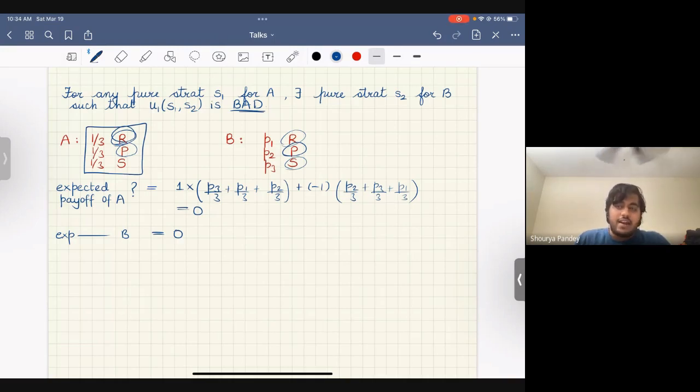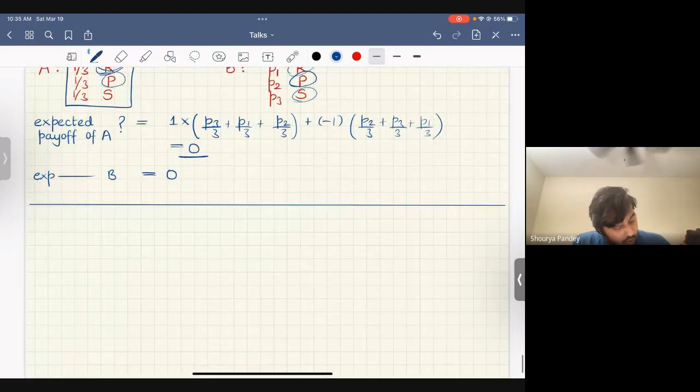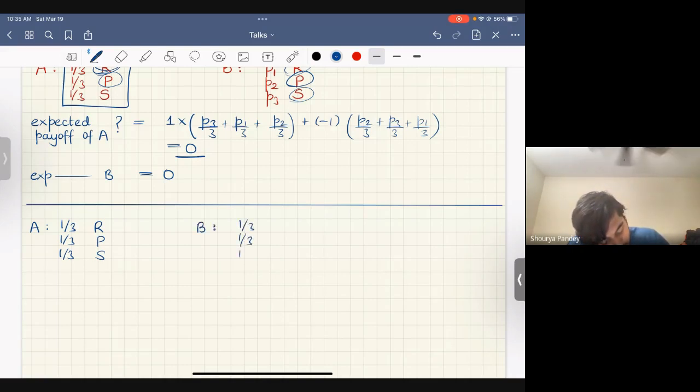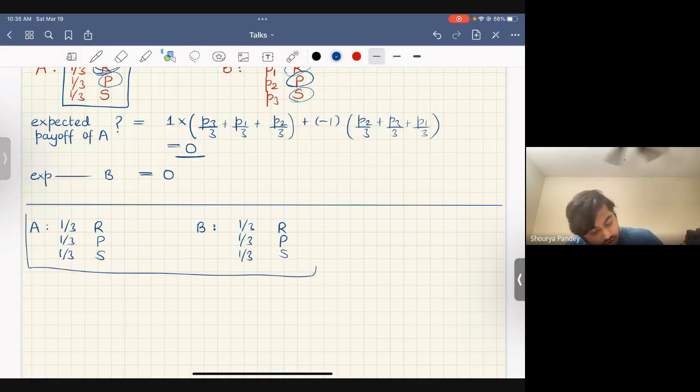Because randomizing equally means that no matter what the other person does, you have an expected payoff of 0, as we showed, right? Now this extends to noting that the strategy where A plays R, P, S with probability 1/3 each, and B plays R, P, S with probability 1/3 each, is actually a Nash equilibrium. This is a Nash equilibrium.